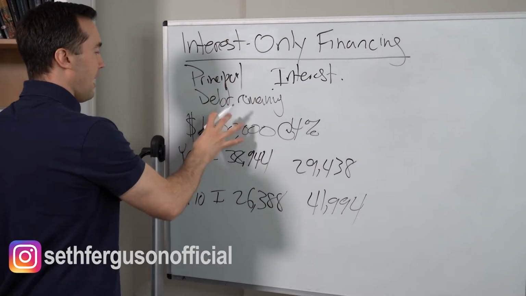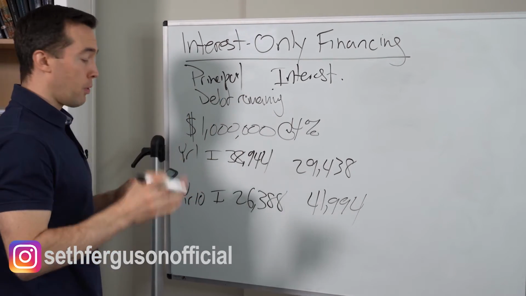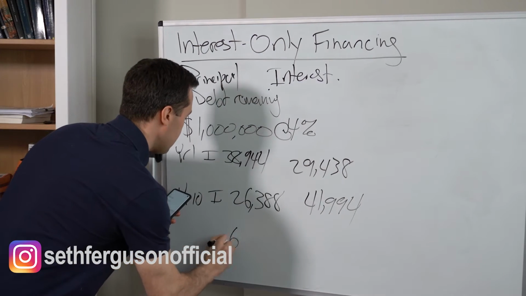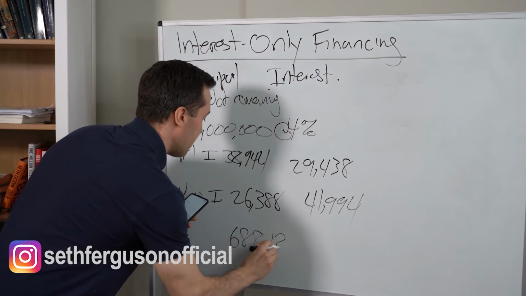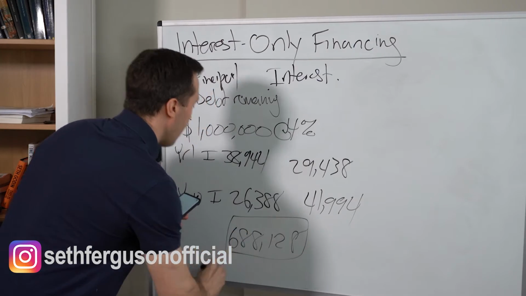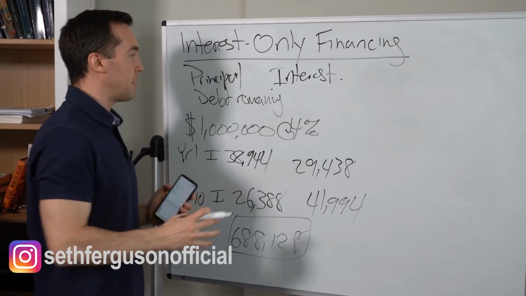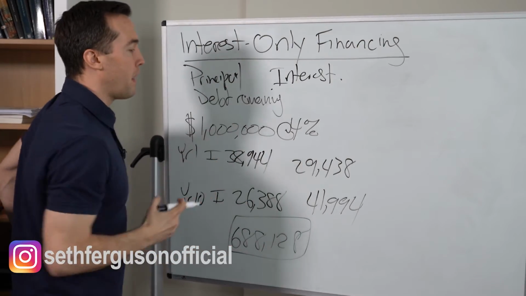So how much is left of the $1 million we originally borrowed at the end of year 10? We have $688,128 remaining of the $1 million. This is your typical traditional mortgage payment. You're paying down the mortgage and you're also paying the interest.